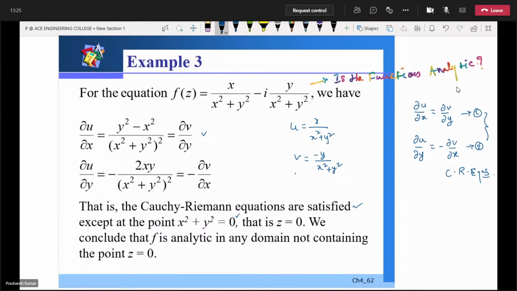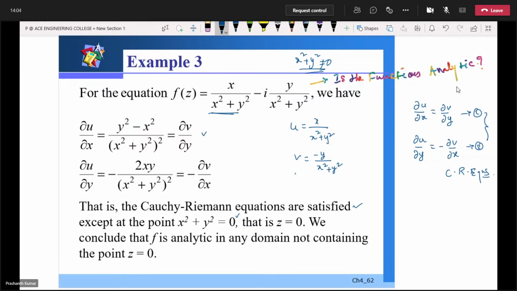How will I get this point? Because you see here the denominator x square plus y square is not equal to 0; only then are we checking these conditions. Otherwise we can't check, because if x square plus y square is equal to 0, it is going towards infinity. It is an undetermined form, therefore we cannot find. So x square plus y square is equal to 0 means z is equal to 0 only, no?